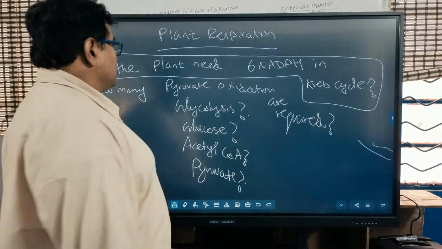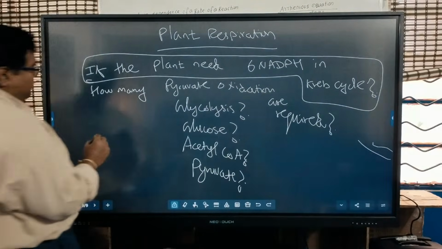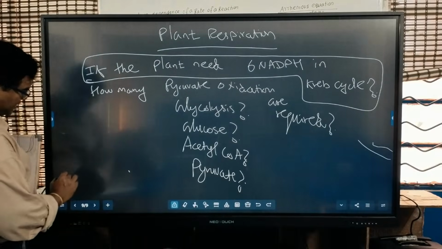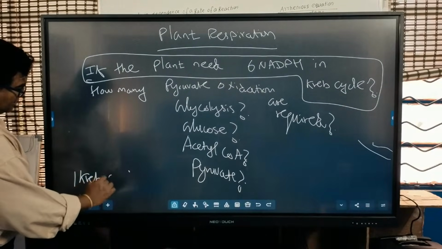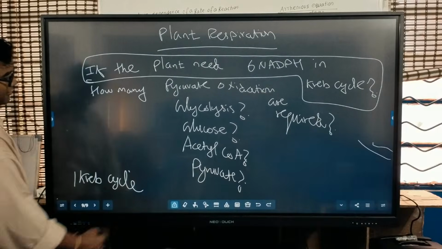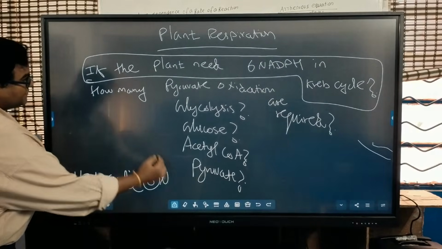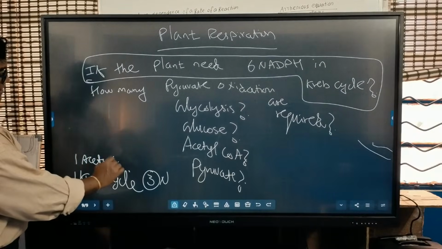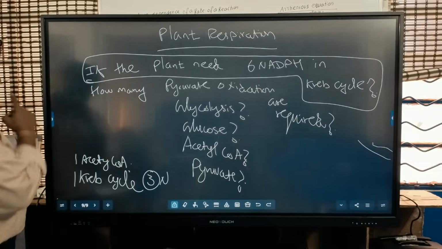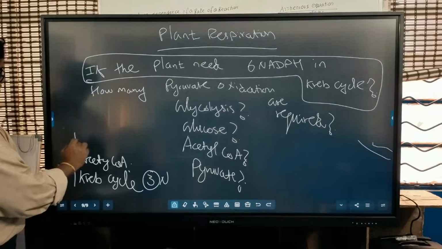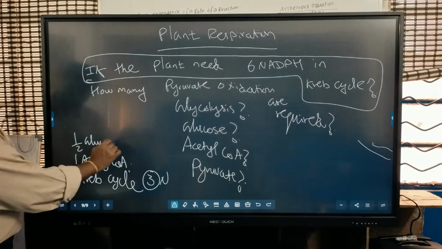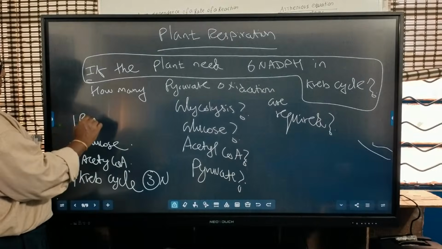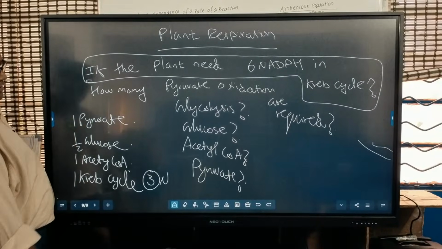Now time is over, so now I'll give you the answer. Listen very carefully. To keep the logic simple: in one Krebs cycle, for making 3 NADPH, I require 1 acetyl-CoA, 1 pyruvate, and one glucose-based glycolysis unit.